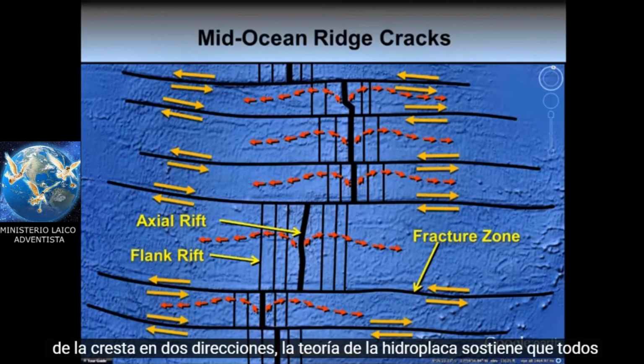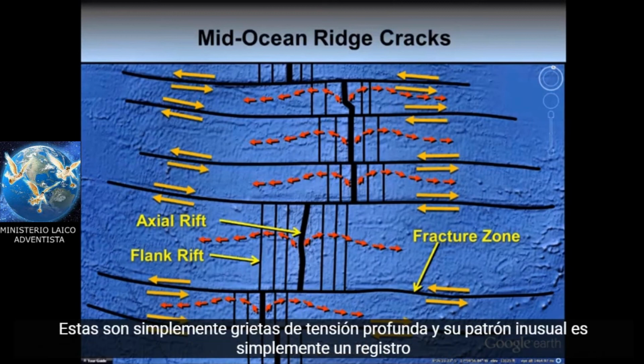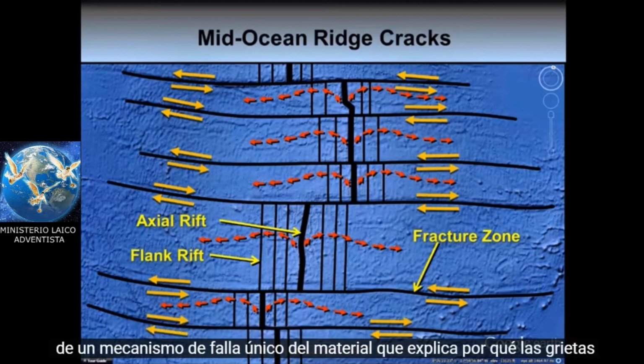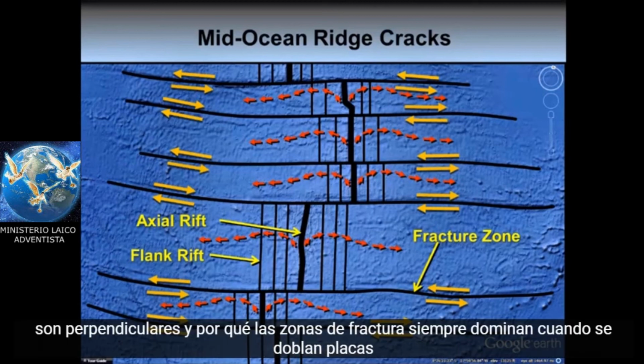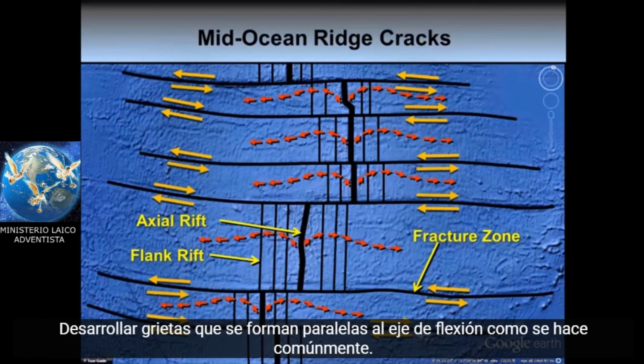Hydroplate theory maintains that all these are simply deep tension cracks, and their unusual pattern is merely a record of a unique failure mechanism of the material, which explains why the cracks are perpendicular and why fracture zones always dominate. When in bending, plates develop cracks that form parallel with the bending axis.